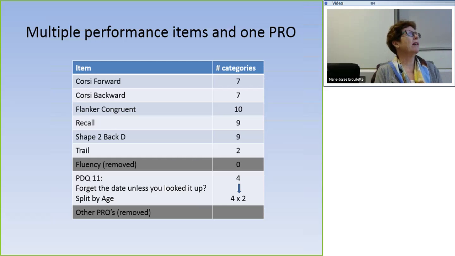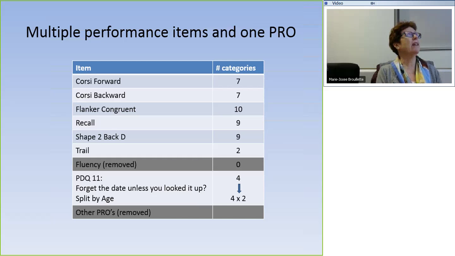So when you look at the different tests, we were able to fit these variables to the underlying theoretical model. But one of the things that you will see is that the fluency, the FAS, did not fit, and I'll show you why. So we could get 7 different categories of the Corsi forward to fit, and 7 Corsi backwards. And the flanker congruent, we could get 10.